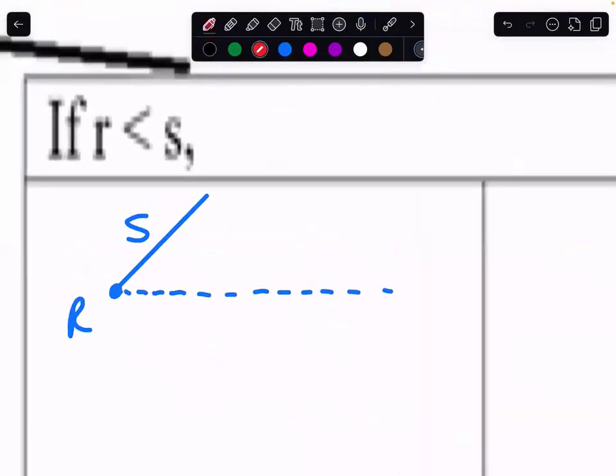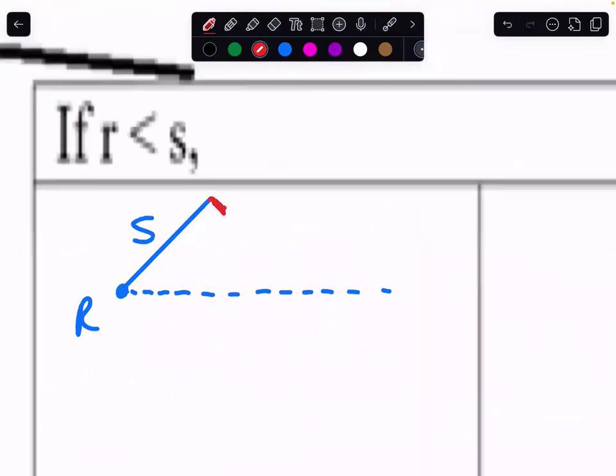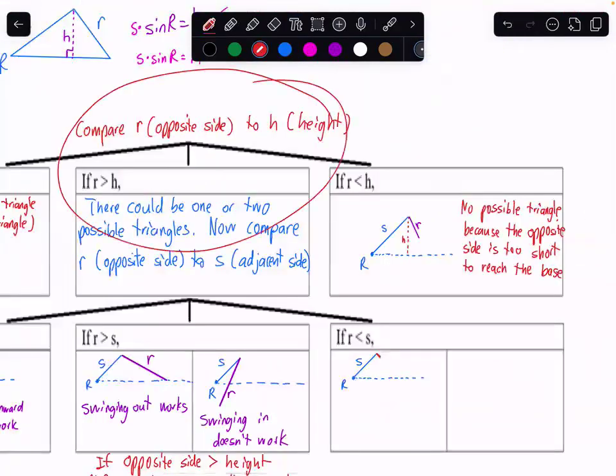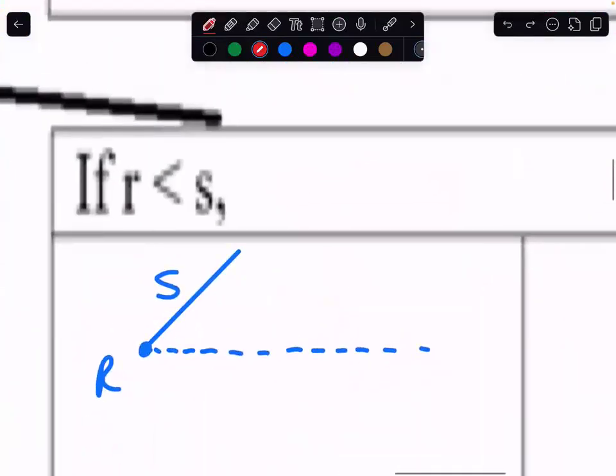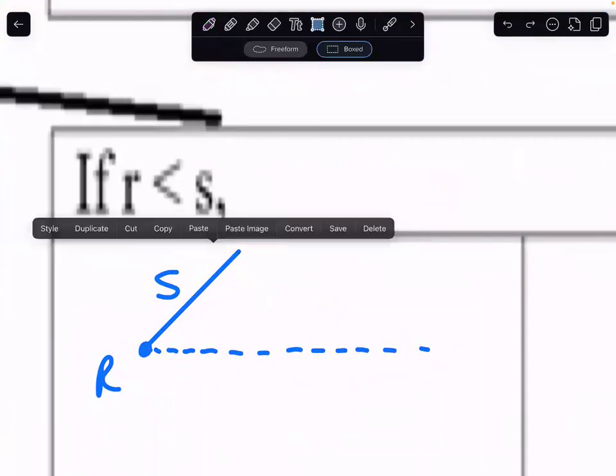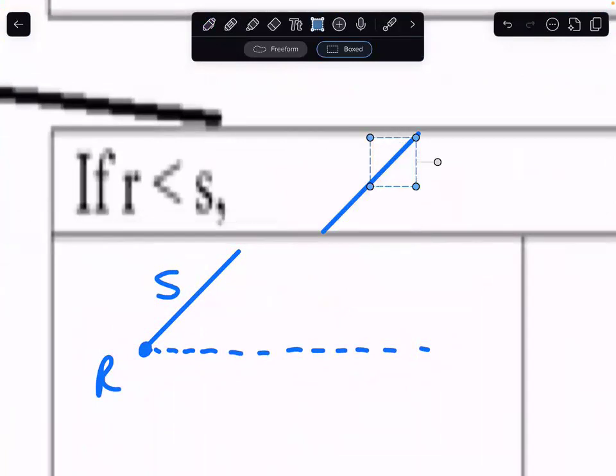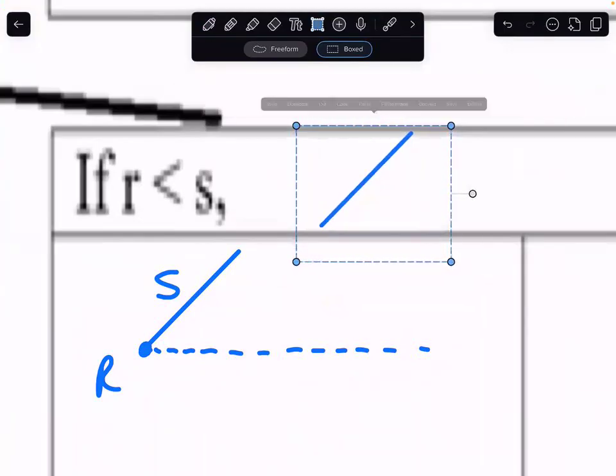Now we said we want the opposite side to be shorter than s, but it can't be like this because don't forget, it has to be greater than the height still. So here the opposite side is in between the height and the adjacent side. It's a little bit shorter than this, but not that much shorter. Let me just shrink this a little bit. There we go. Maybe a little more.